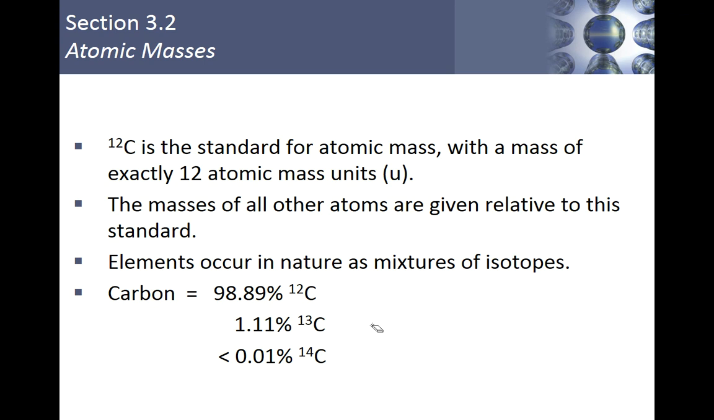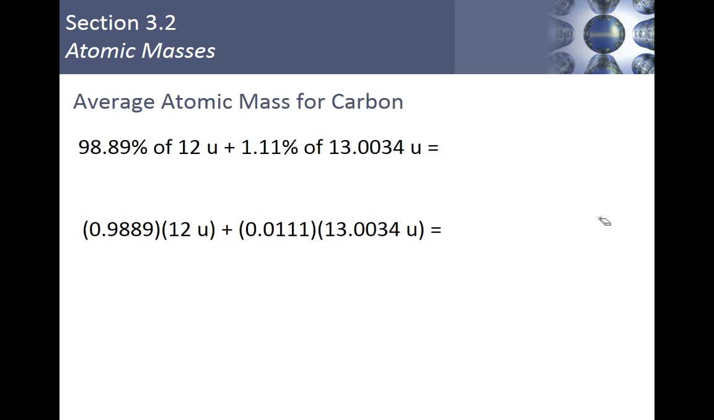Because of this, we can actually calculate the average between these different numbers. So let's move to the next slide. All right, so it has the 98.89% of the 12 unit mass, and then you have the 1.11% at 13.0034.